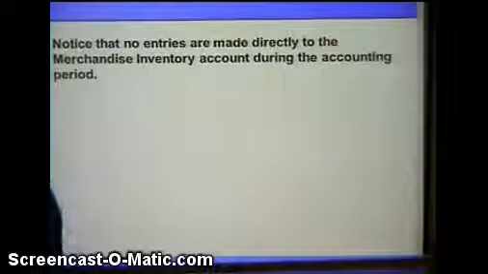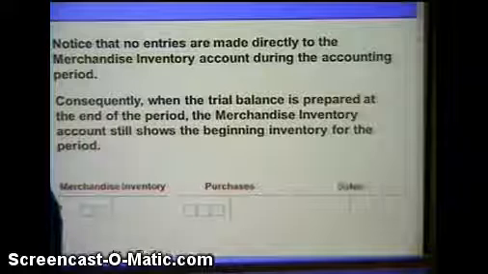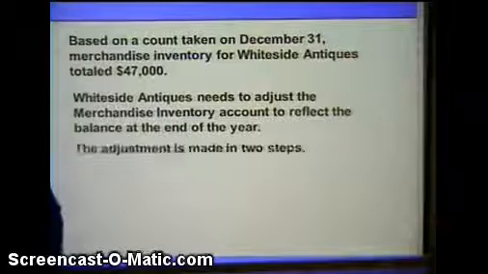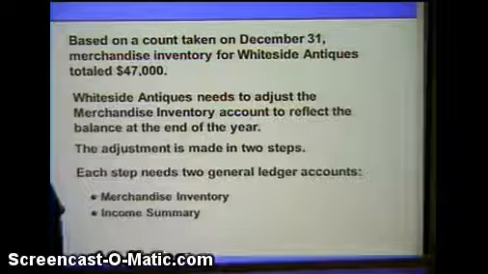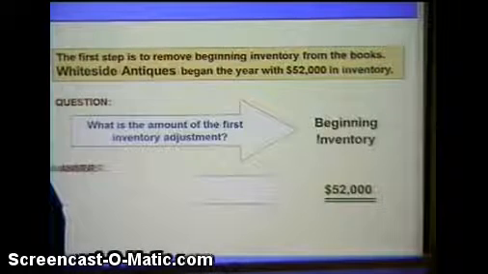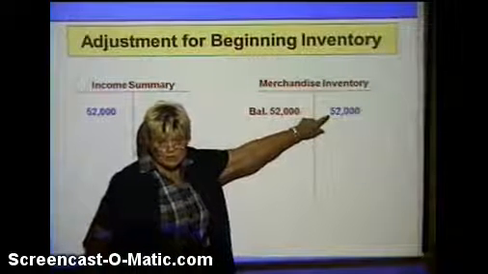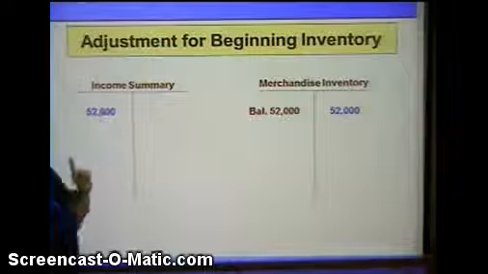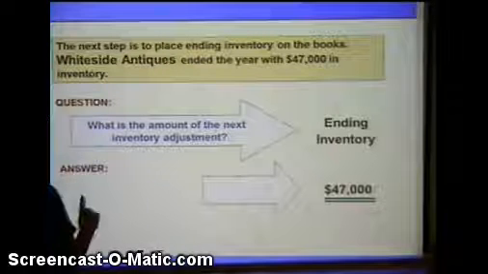No entries are made directly to the merchandise inventory account during the accounting period. Therefore, it's going to show the wrong balance in your merchandise account. So what we do is we do the 2 adjusting entries first. We take the beginning inventory out of our merchandise inventory account. We credit the merchandise inventory account, since it is an asset account, in order to zero it out, and we move it to our income summary account. That's the first adjustment.